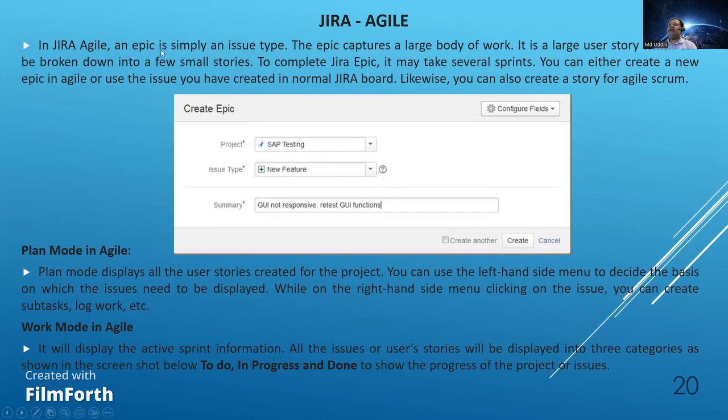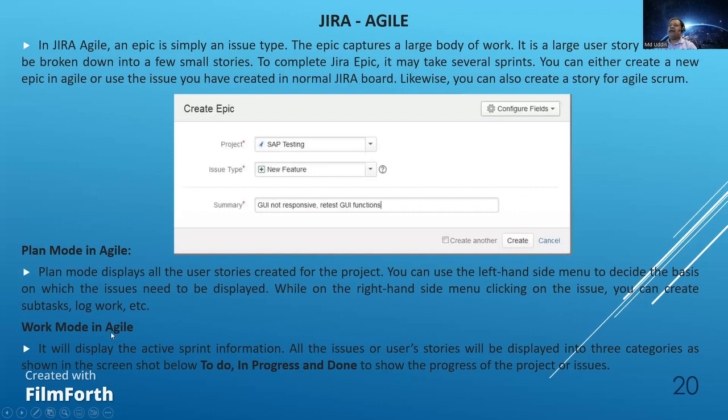So in Jira Agile, an epic is simply an issue type. So epic is nothing but an issue, a test case, a test scenario. The epic captures a large body of work. It is a large user story which can be broken down into small feature stories. So epic is like a broader test scenario which you can break into smaller test cases or smaller methods. To complete a Jira epic, it may take several sprints. You can either create a new epic in Agile or use the issue you have created in the normal Jira board. Likewise, you can use the create a story model.